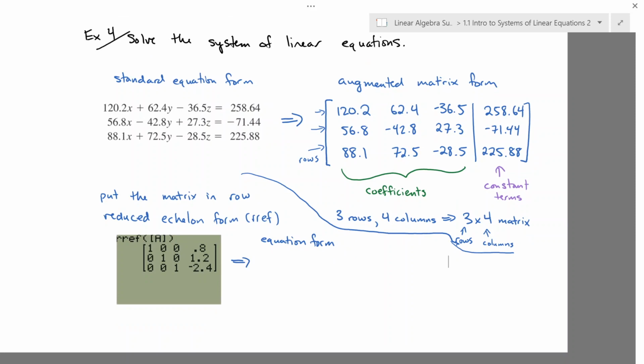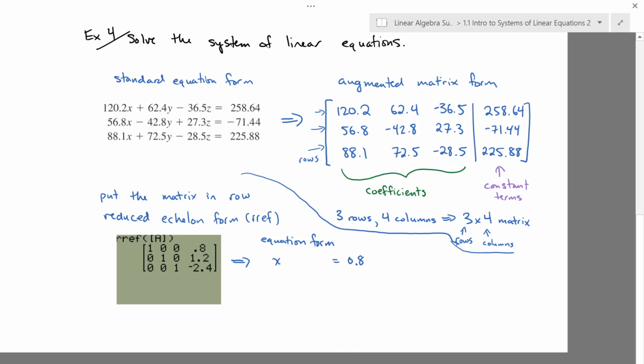Okay, so you can see that each row of the matrix corresponds to the equation, and the numbers are just representing the coefficients, right? So what does the first row say? The first column is for the variable x, and the coefficient is 1, right? So that's x, and then the coefficient for y is 0, the coefficient for z is 0, so those variables don't appear for that equation, right? So the first equation just says x is equal to 0.8.